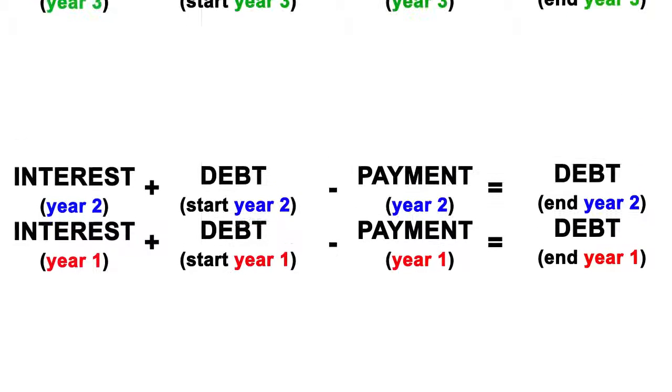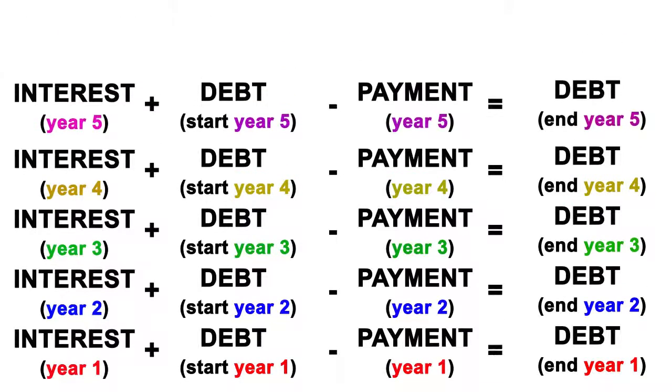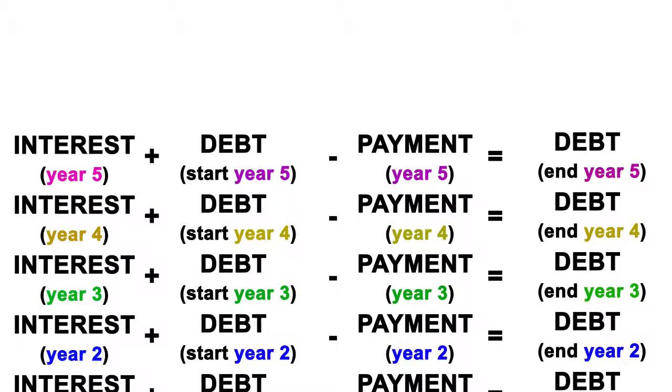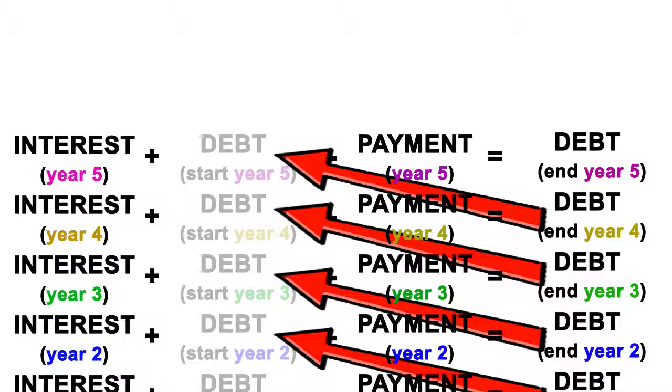And if you repeat this sum year after year, you can work out how long it takes to pay your debt off and how much interest you have to pay. Because your debt at the end of one year is the same as your debt at the start of the next year, the only thing you need to calculate is the interest for each year.